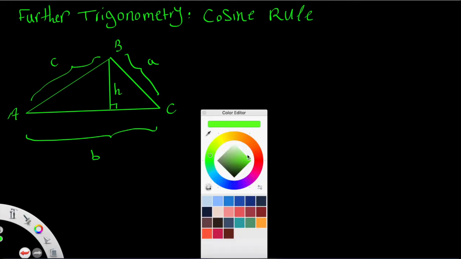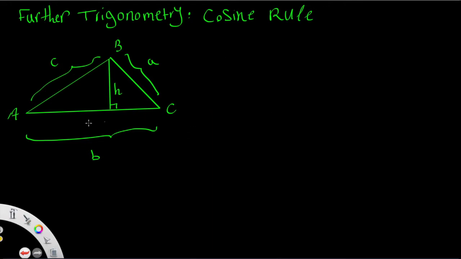Now, I label this point D, and this part x, and this portion will be b minus x. Now, in triangle BCD, if you implement Pythagoras theorem, we will have a squared is equal to (b minus x) squared plus h squared.